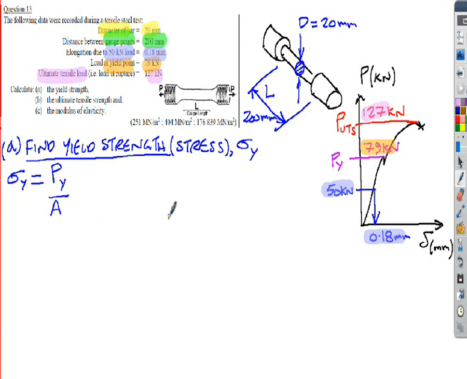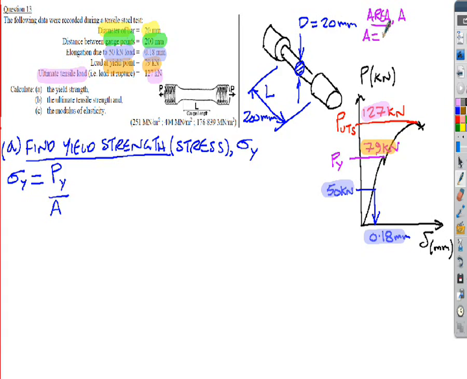Now, of course, we're going to want to find the area here, so I need to do the area calculation. Perhaps I'll do that at the top of the screen to save space here. I'm going to calculate the area of the specimen. So area A, I'm going to use my pi d squared upon 4 formula.